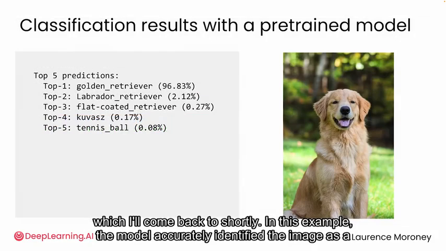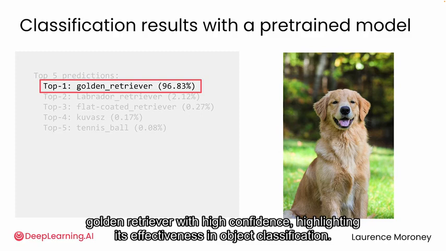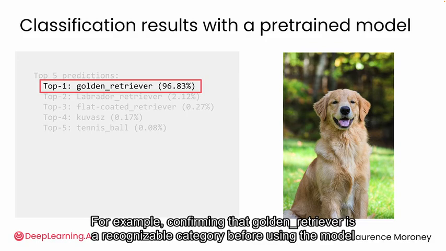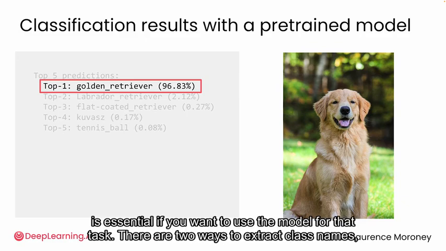In this example, the model accurately identified the image as a golden retriever with high confidence, highlighting its effectiveness in object classification. When working with pre-trained models, understanding the classes they recognize is crucial. For example, confirming that golden retriever is a recognizable category before using the model is essential if you want to use the model for that task.